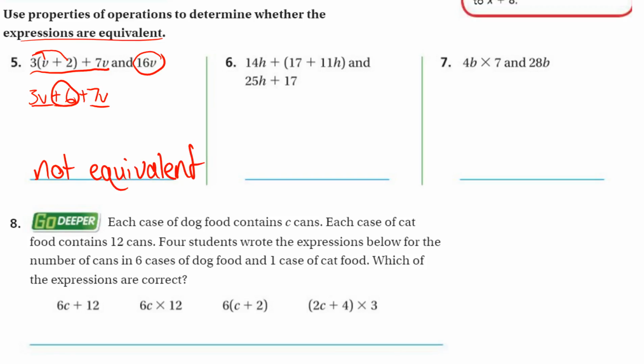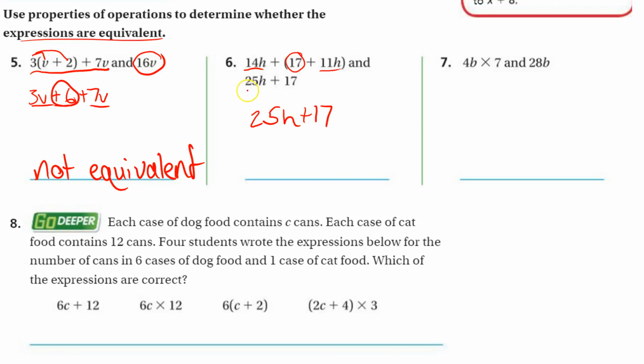All right, let's go on to number 6. Okay, again, here I only have 2 terms, so I want to whittle this down to 2 terms. Right now it's 3 terms, so it's all addition, so I can combine these like terms. 14 plus 11 is 25, and the h stays, and then we still have this plus 17.